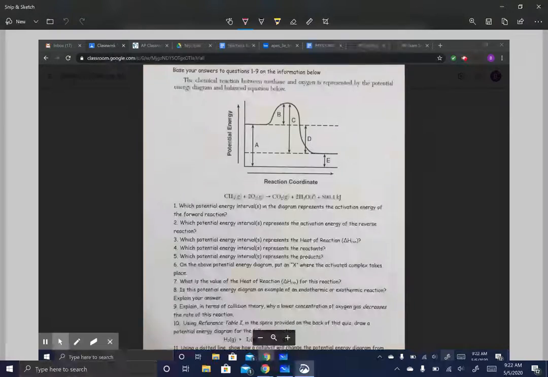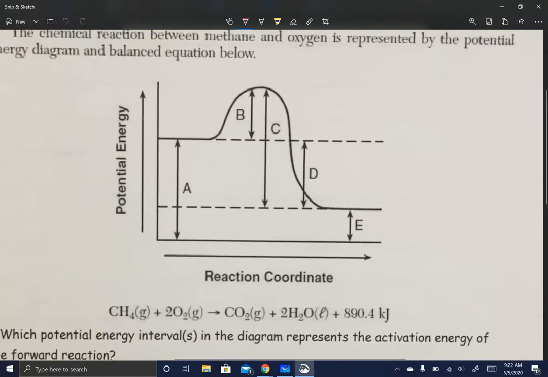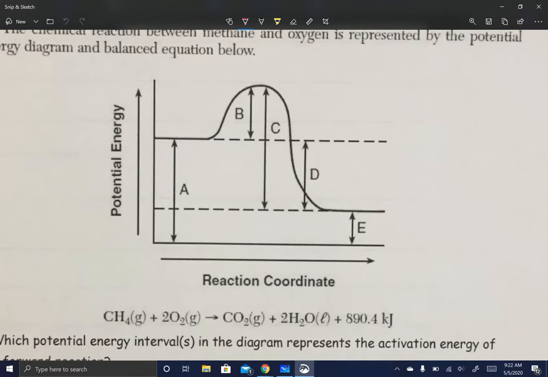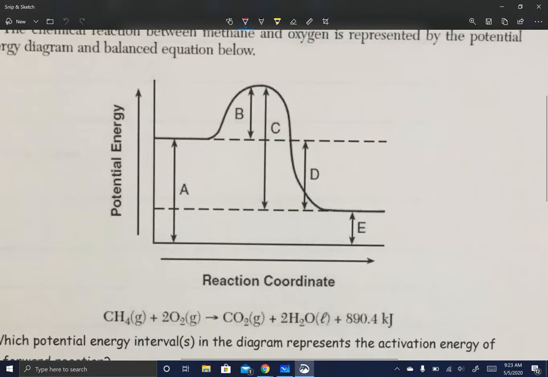All right. Before I go over the actual individual answers, I'm just going to label this. We'll stick with that color. A and E are something I haven't talked about yet. If Y is your potential energy, or the amount of energy involved with this curve, and these are your reactants, here's your reactants and here's your products.